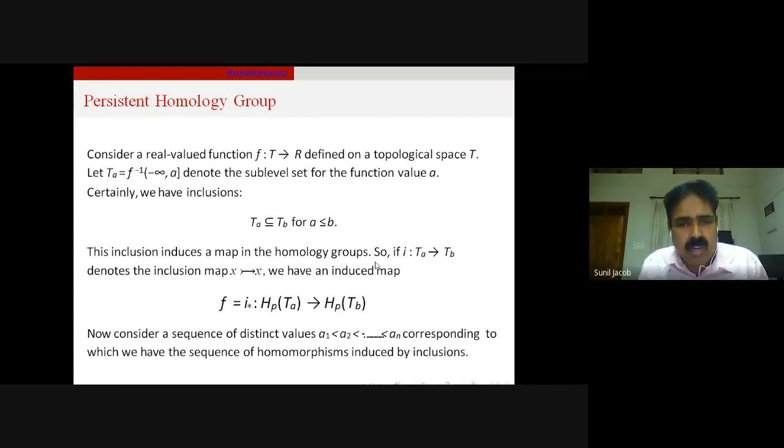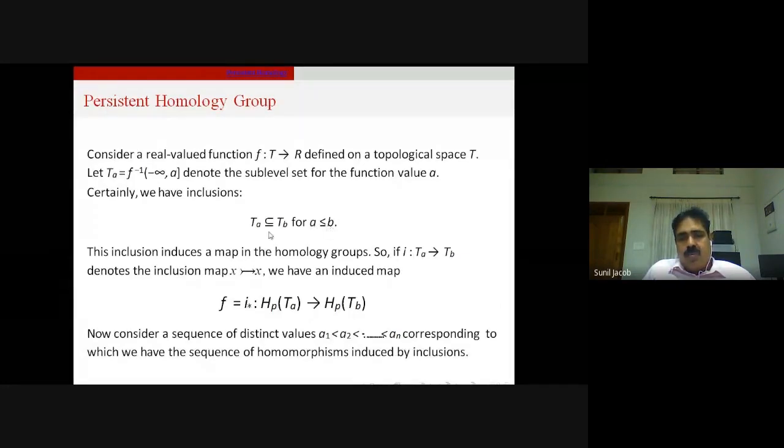Now, we have a real valued function f from T to R, where T is a topological space and R is the set of real numbers. Then the sublevel set for each a is defined as T_a equal to the inverse image of (minus infinity, a] under f. This will be called the sublevel set, and we can see that the sublevel set preserves the order. That means if a is less than or equal to b, T_a is a subset of T_b, and this inclusion induces a map.